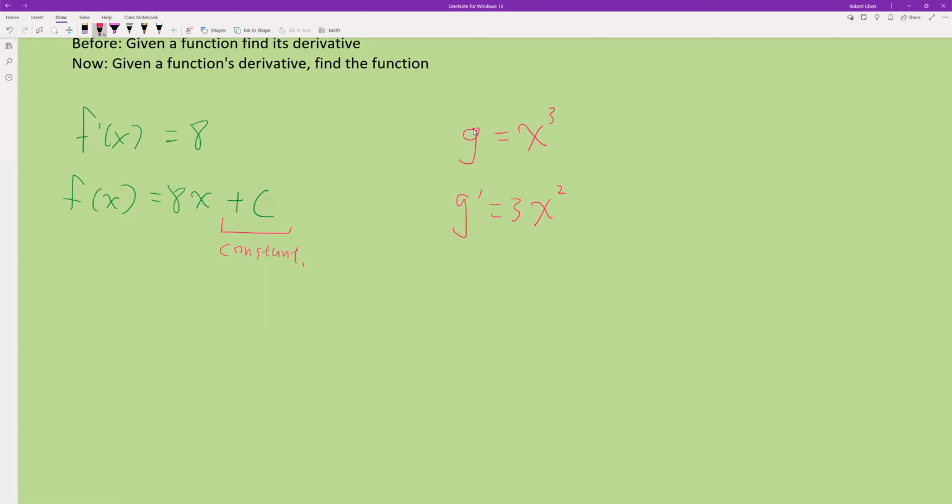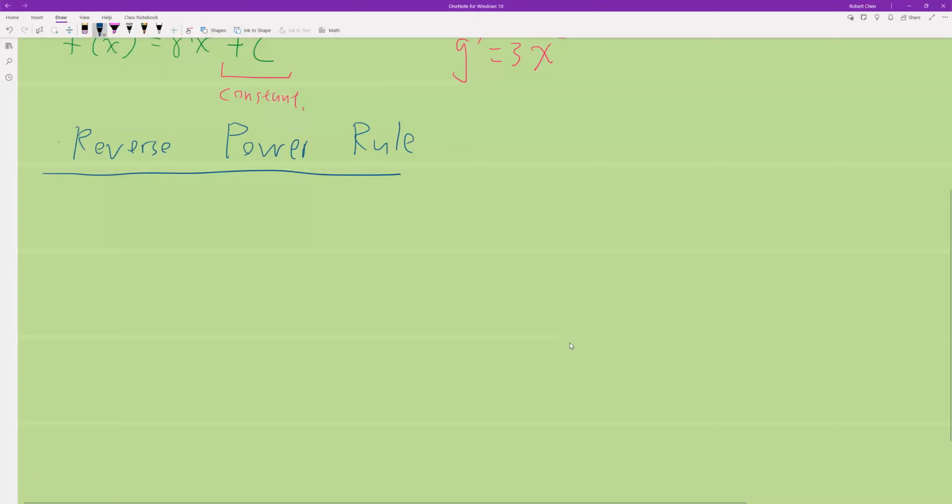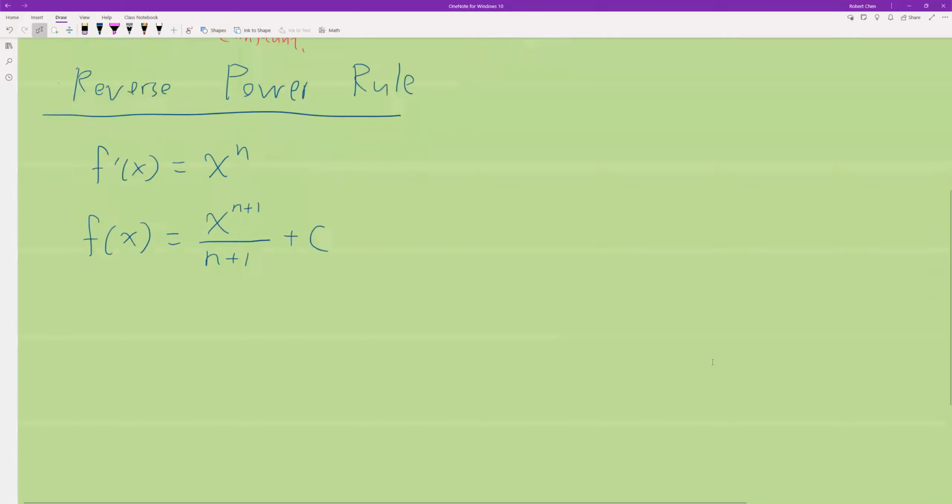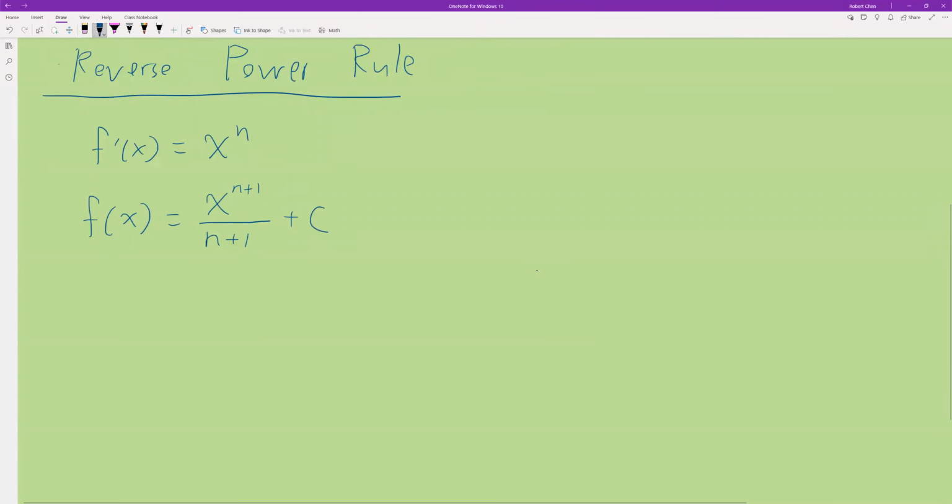So we can follow this procedure and go backwards, trying to get to the original function from its derivative. And here is the reverse power rule. Let's say f prime, the derivative of a function, is x to the power of n. Then the original function is x to the power of n plus 1, over n plus 1, plus some constant c. Let's take a look at how this works out with an example.